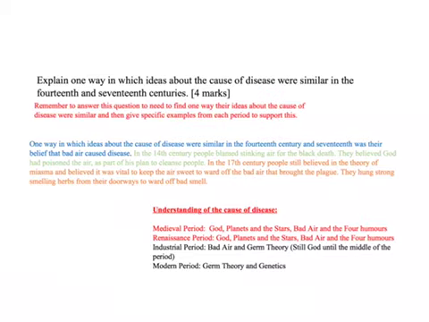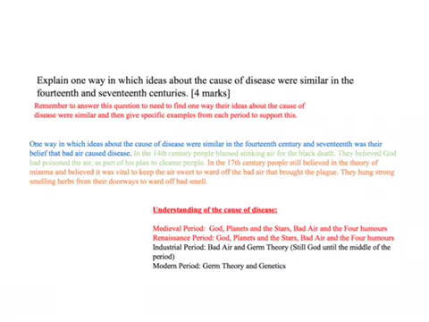The answer is structured by giving the similarity, they believe that bad air caused disease. It gives details from the 14th century, they believe God had poisoned the air. In the 17th century's example, it says they believed in miasma still and used the example of the plague to explain how they still use strong-smelling herbs from their doorways to ward off bad smell.